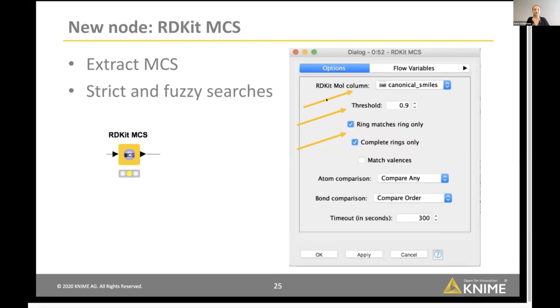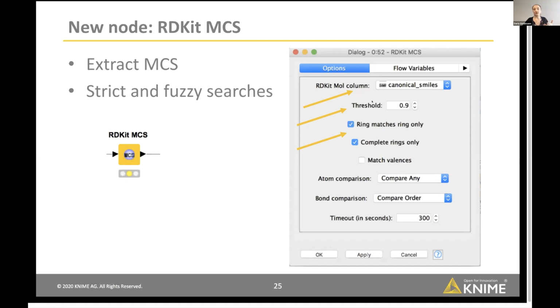Okay, the next node that you will be using today is the RDKit MCS node. That one allows you to extract the maximum common substructure from the structures in your data table. So you have to specify a column with your structures and then perform the search for the MCS. The node allows strict and fuzzy searches, and you define that using the configuration dialog of the RDKit MCS node. In these options, you can see, for example, the threshold option, or ring matches ring only, or complete rings only, and so on.